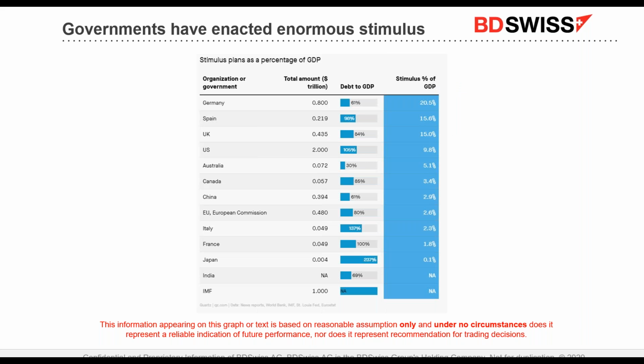Now, in response to this, governments have come up with huge packages to deal with the crisis. This just shows the amount that these countries have mobilized and the stimulus as a percent of GDP. We can see it ranges from 20% in Germany. The U.S. is doing about 10%, and other countries less, but everybody's getting on board with this. And these are all subject to change without notice, too.